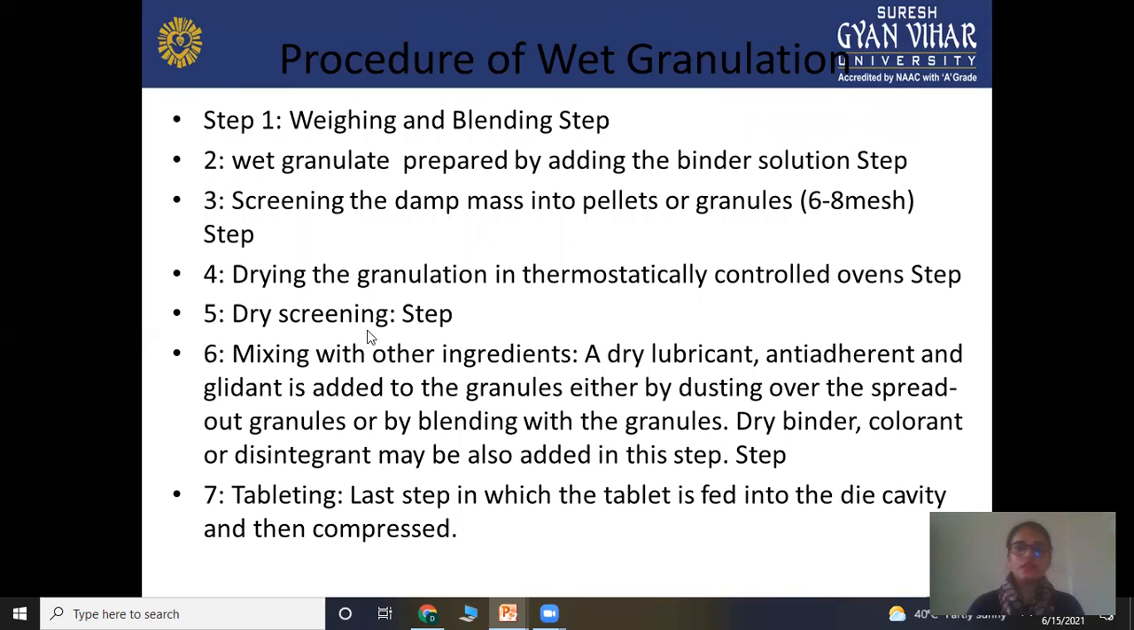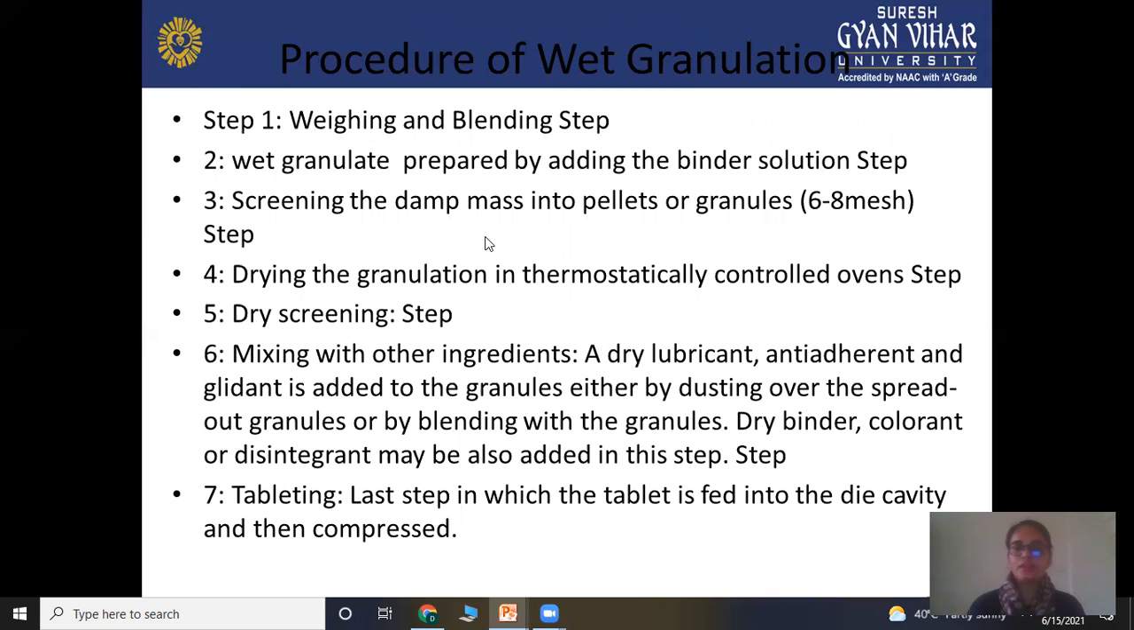Then dry screening takes place, which means first you weigh your excipients and prepare the mass with the help of a certain binder. After binding, you prepare the mass, and this mass is passed through a sieve to form the granules. A 6 to 8 mesh sieve may be used, and these granules are dried with the help of an oven.